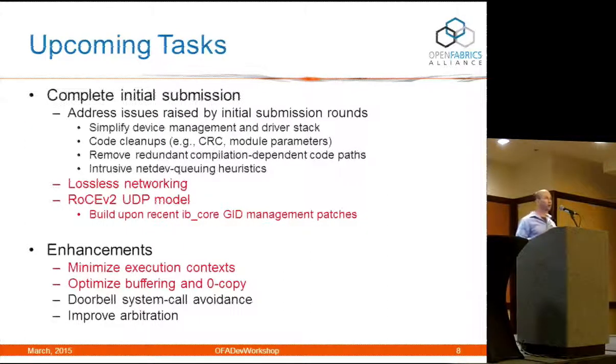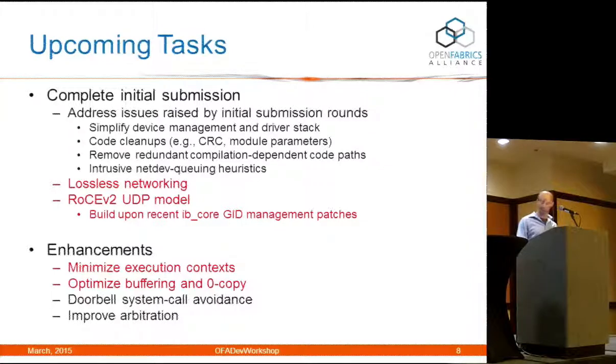So when we look at what needs to be done, we kind of divided it into two rounds. The first round of tasks is what we want to do to get this upstream. And then the second round is what other nice features will contribute a lot to this code base. So on the urgent tasks, we have a few issues to address raised by the previous two submission rounds to the Linux kernel. Mainly simplifying device management.